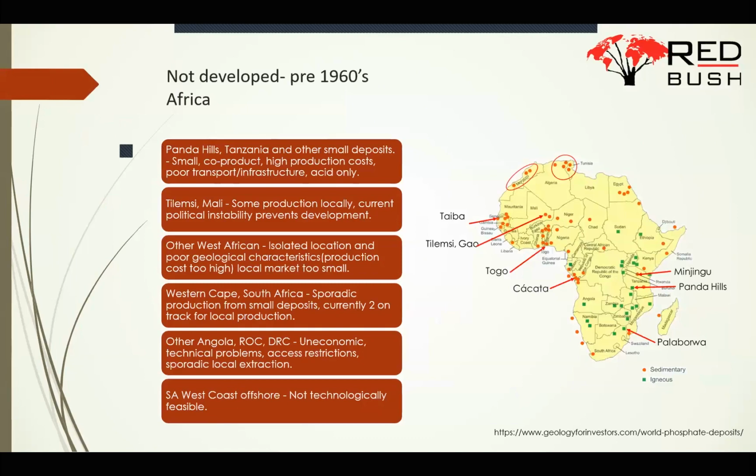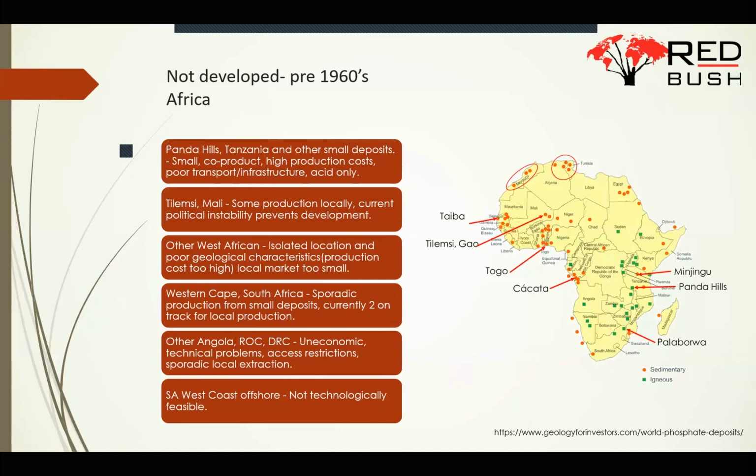People, Lenert, you asked about Africa. So what about Africa? So these are the mines that were not developed in the pre-1960, and there's a few reasons why they weren't developed. So there's Panda Hills. Now, in all the phosphate literature, there's Panda Hills. When we looked closely at Panda Hills, it's a small deposit. It's a carbonatite. So it's a combination. It's now trying to be flogged as a rare earth project.